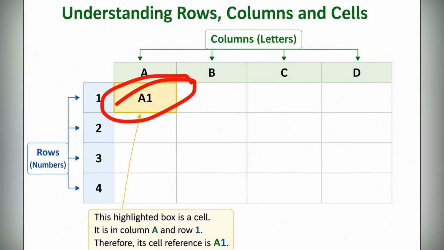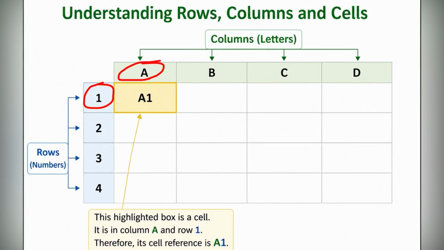In this example, the highlighted cell is located in column A and row 1. Therefore, its cell reference is A1. A cell reference is simply the address of a cell in a worksheet. Notice the cell reference is formed by combining the column letter and the row number. For example, A1 means column A and row 1. Understanding cell references is very important because formulas and functions use cell references to perform calculations.